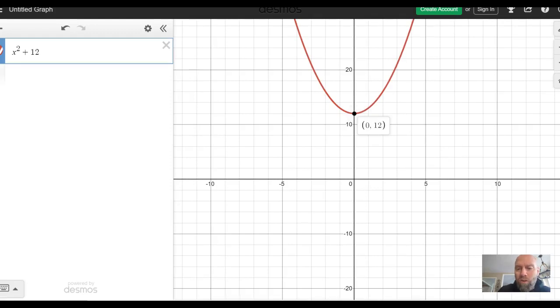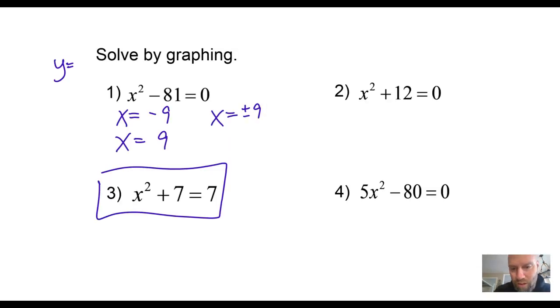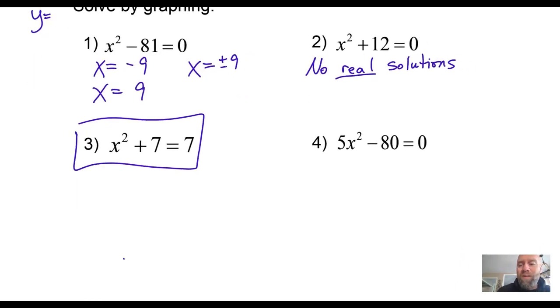You'll notice that this is one of those situations where we have a vertex of our parabola. We have a minimum right there at 12, and the parabola opens upwards. So this parabola, this quadratic, has no real solutions. I do expect you to put this word real into your answer because there are imaginary solutions that you're going to deal with when you get to Algebra 2.